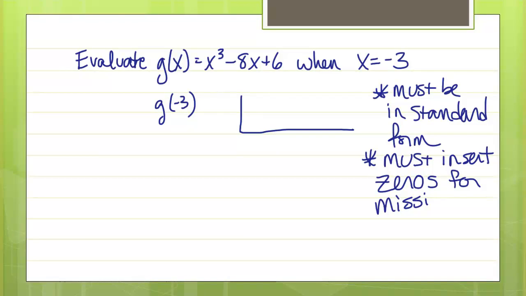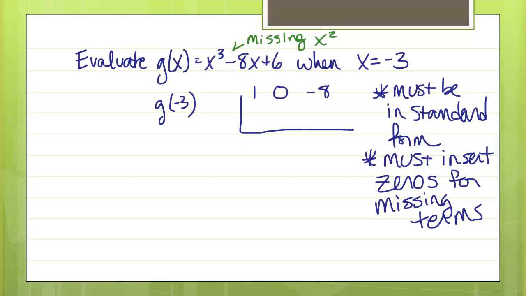So what term is missing in this one? Well, we start with x to the third, so we start with a 1. We don't have an x to the second, right? We're missing x squared. There's no x squared term, so we need a 0. And then we have an x term, and we have a constant. Especially if you're missing a constant, it's real easy to forget it. You still need that 1 on the end.